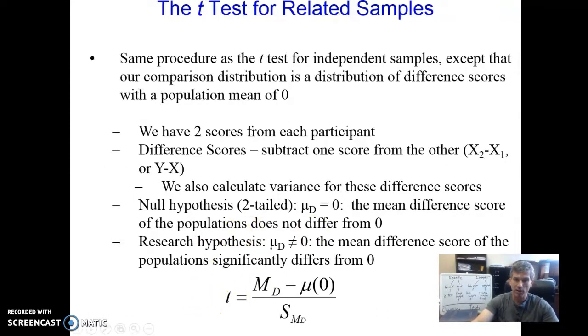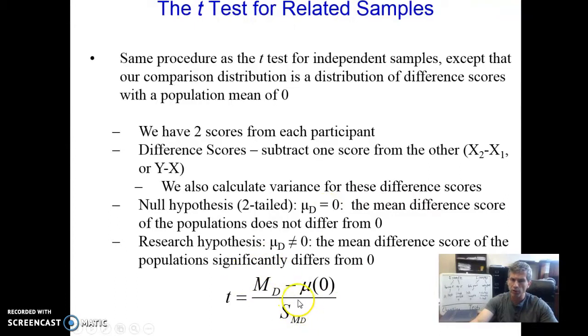It's just the average represented as an average difference score, minus the average population difference score, which, much like the independent samples formula, we treat as 0, so it might as well not even be there. Why is it there? Sometimes you'd have a null that the average difference score is something other than 0. We're never going to do that in this class, though.